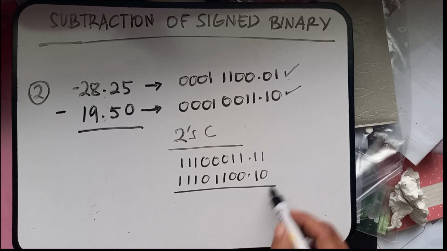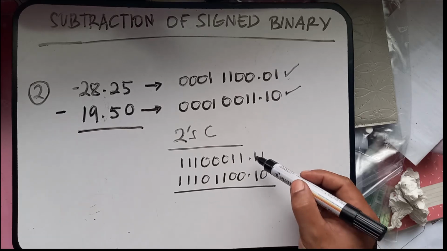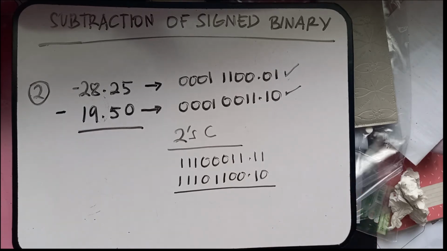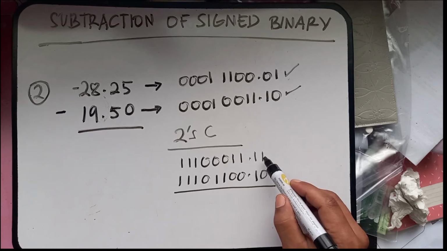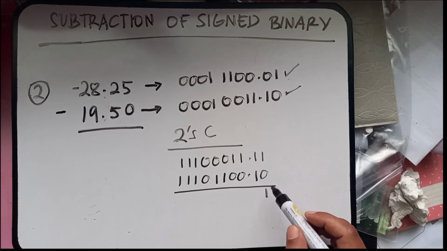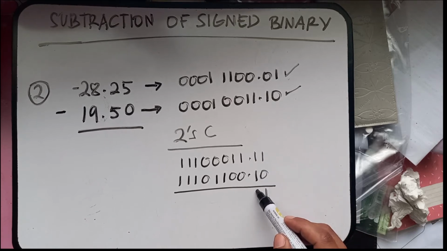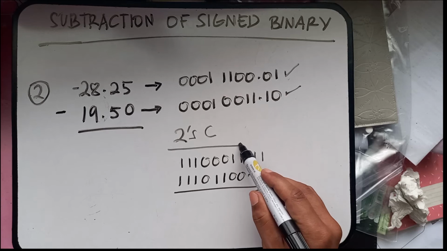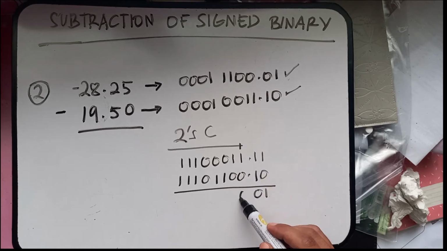So now let's perform addition on this 2's complement binary. Remember that whenever you apply 2's complement, the operation is no longer subtraction. Instead, it will become addition. So let's add 1, 0. This is 1, 1, 1. This becomes 0, carry 1. 1, 1, again 0, carry 1.